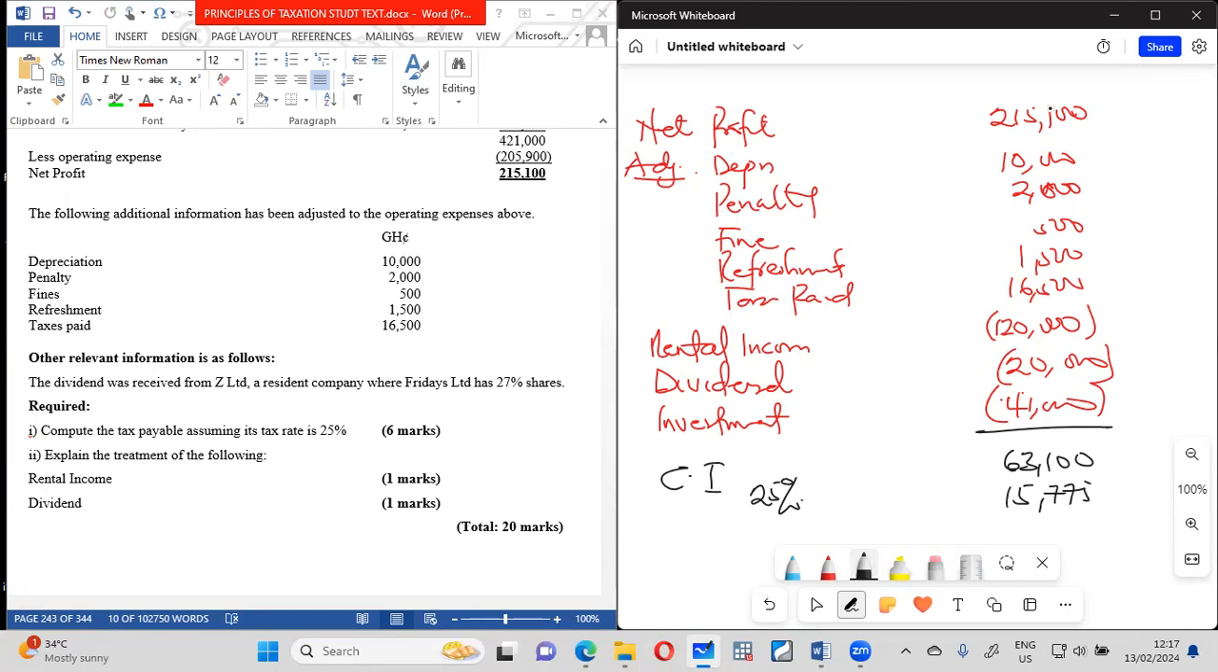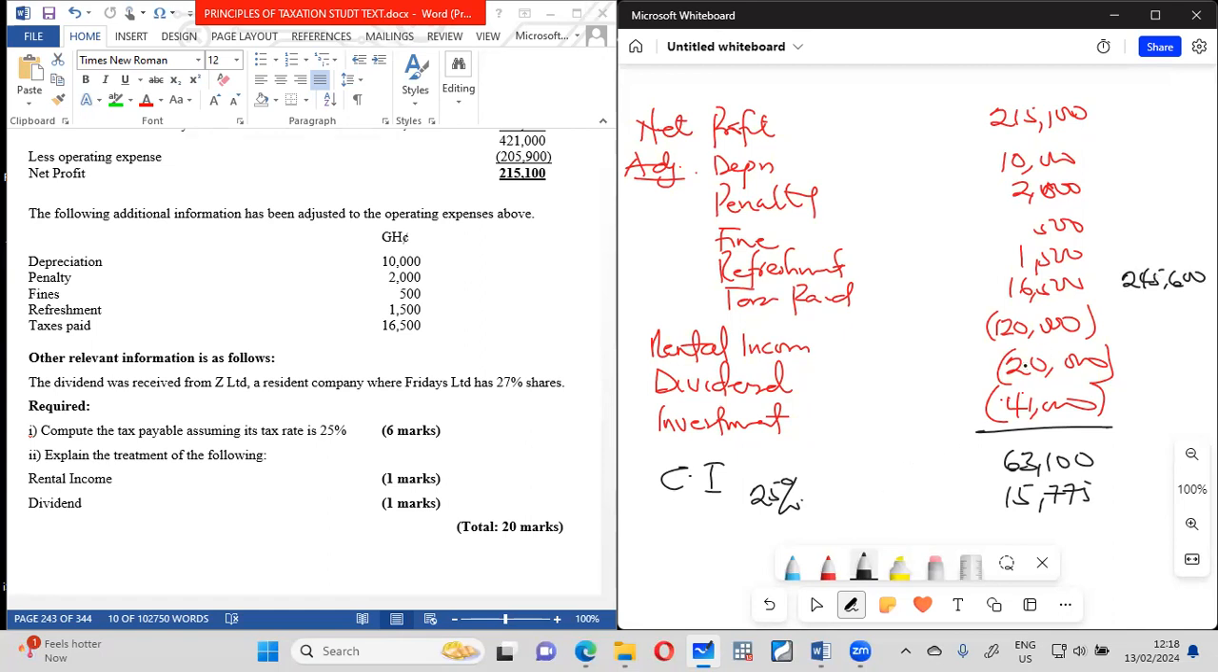Just make sure that your computation here, you've added the right things. I tell my students that anytime you finish early for this kind of thing, you should double check again. So you do 215,100 again, you add back the 10,000, then you add back the 2,000, you add back the 500. You are just double checking. 1,005, you add back 16,500. Even when you do that side alone, it gave 245,600. So you write that one down.